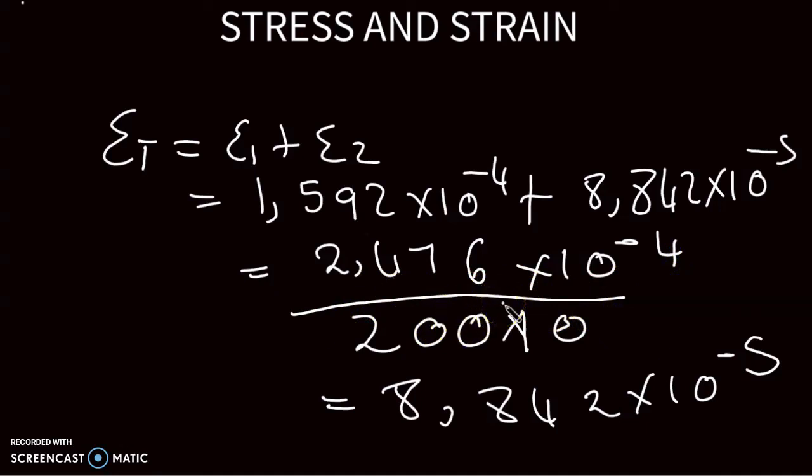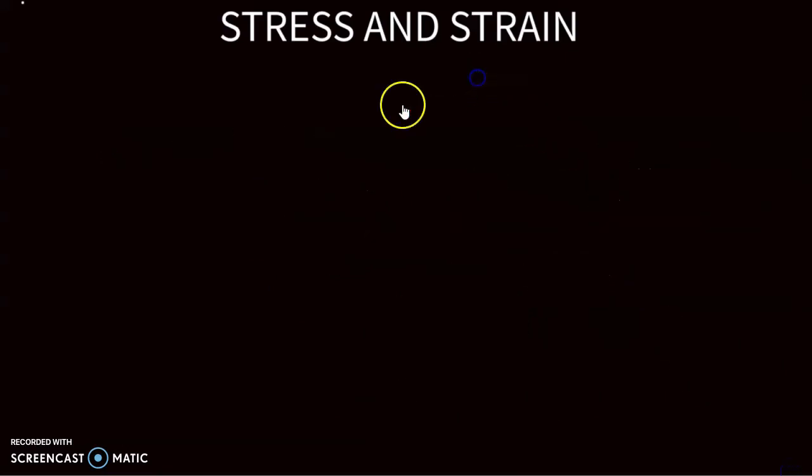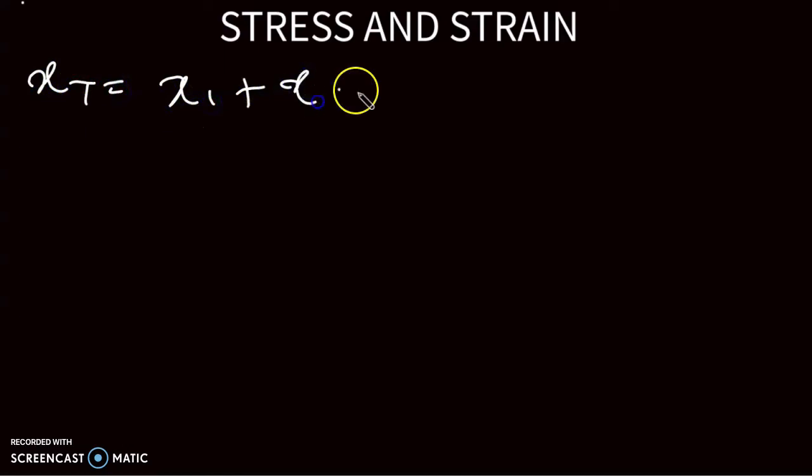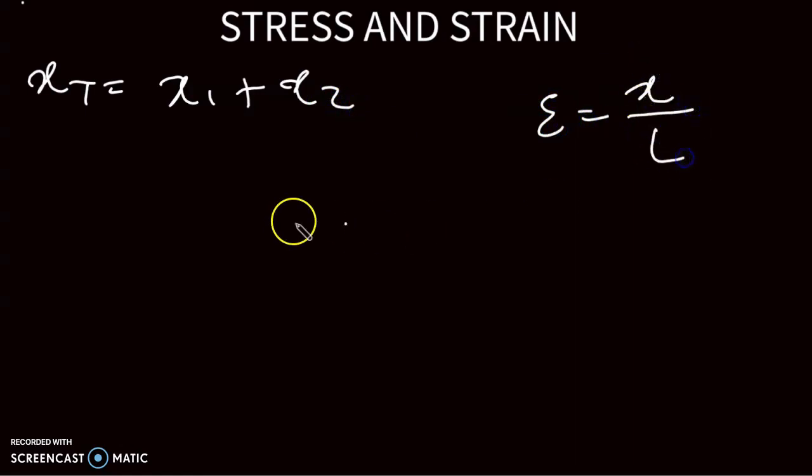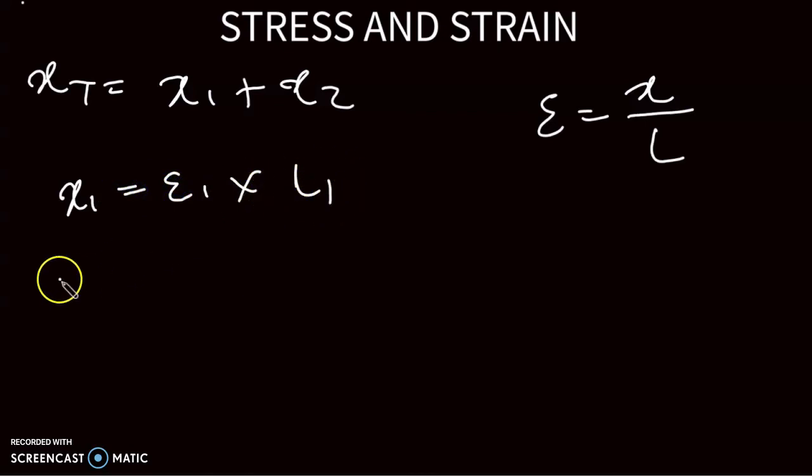They say calculate the total change in length. The total change in length is given by change in length number 1 plus change in length number 2. So for change in length, we are going to use the formula for strain. We know it's given by change in length divided by the original length. So we're going to start with change in length number 1. We make it the subject of the formula from here. We're going to have strain 1 times the original length number 1.